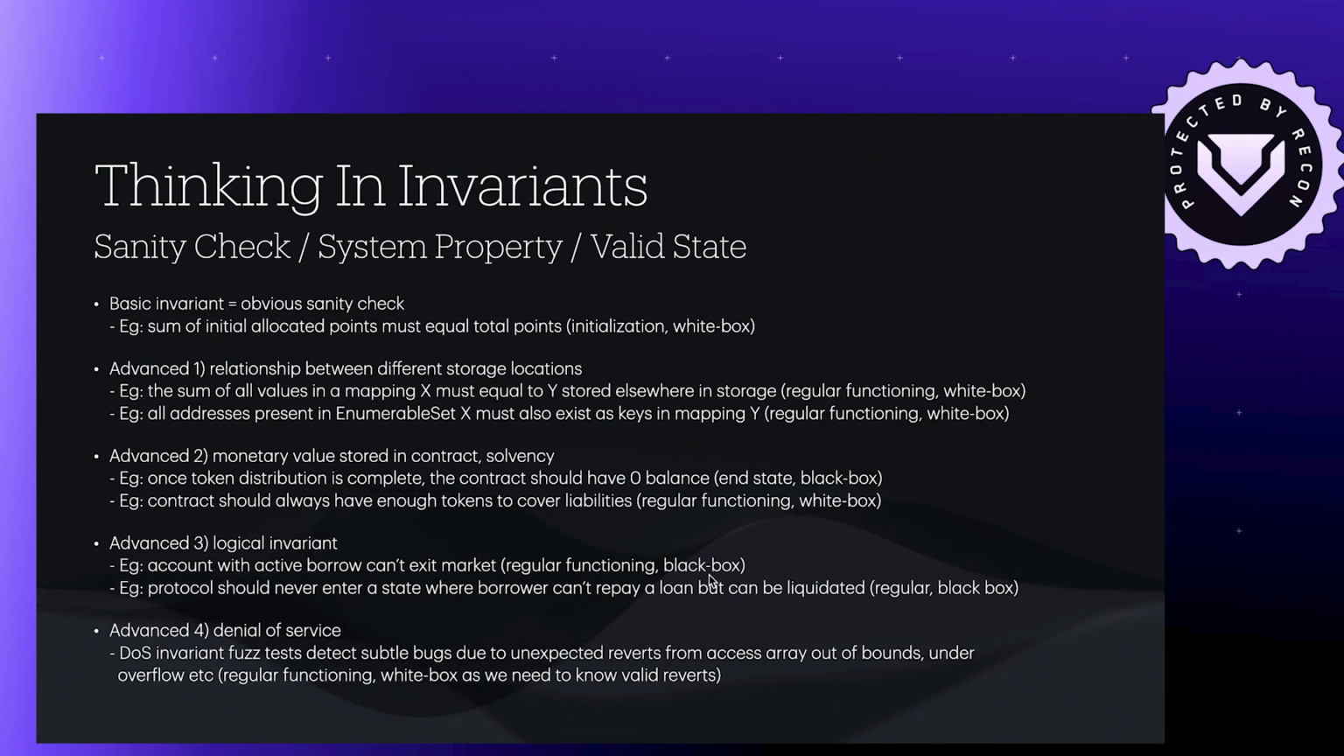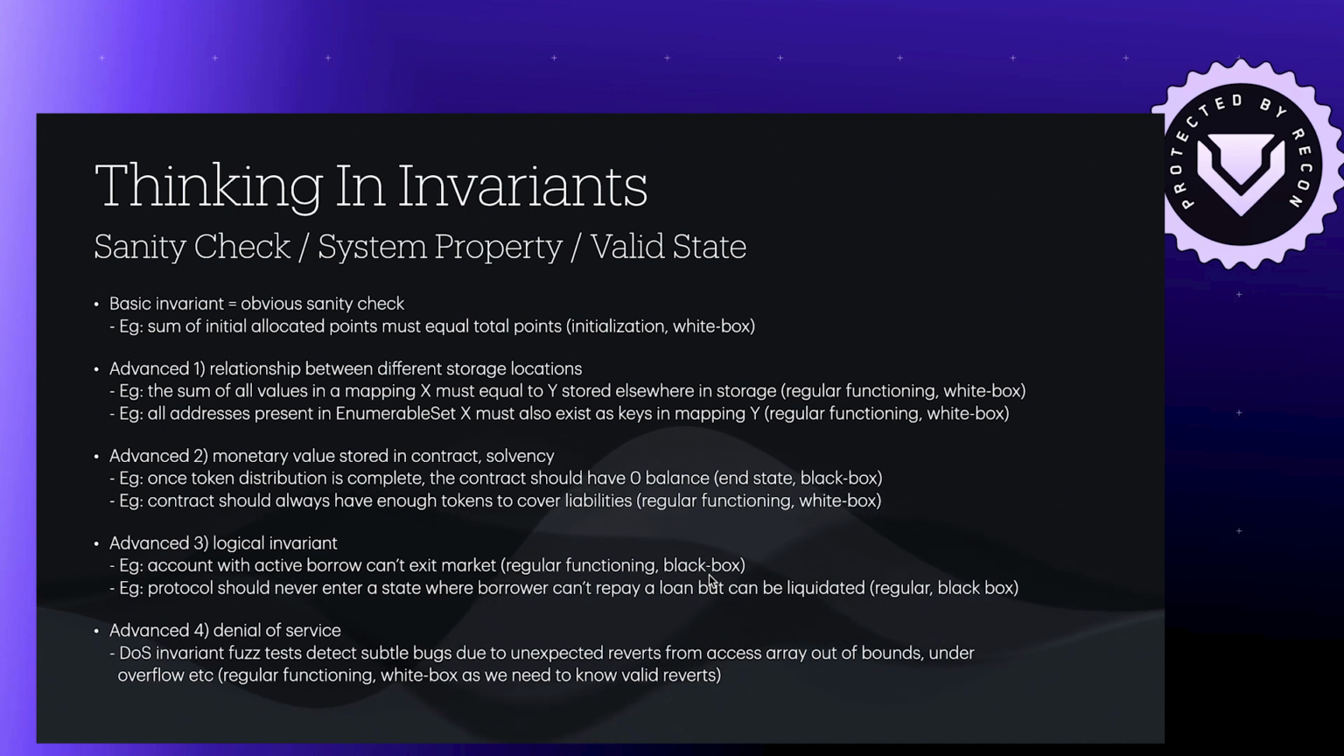Another example is that all addresses present in an enumerable set X must also exist as keys in a mapping Y. Again, this is another regular functioning, a white box invariant. And this is another common pattern that you'll see in smart contract protocols. And that's where you have interrelated data structures. So that's where you have data structures that reference keys and values and identifiers across multiple data structures.